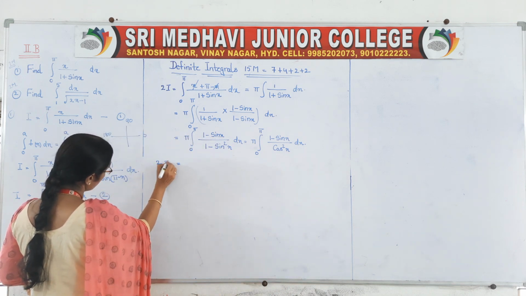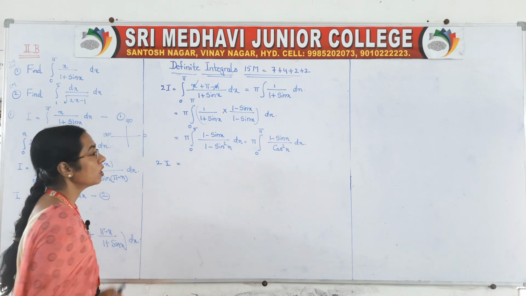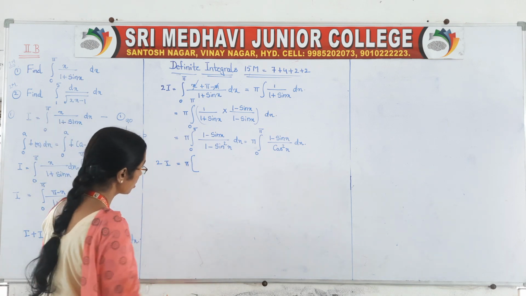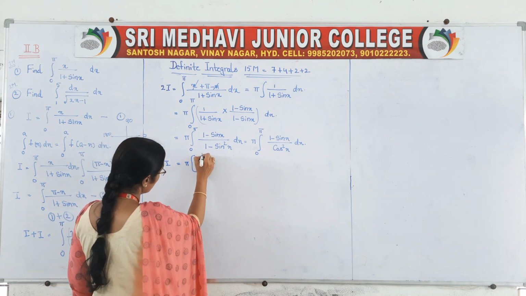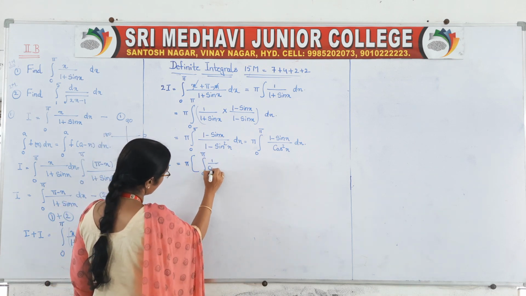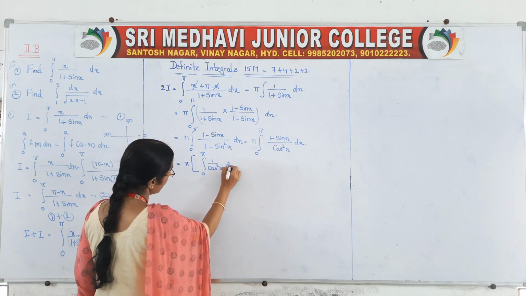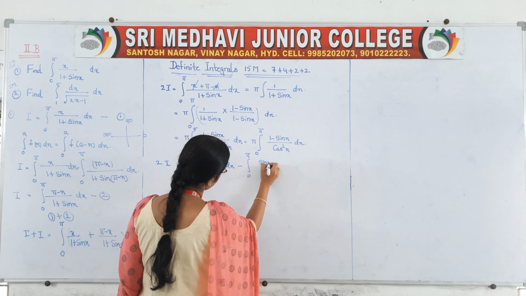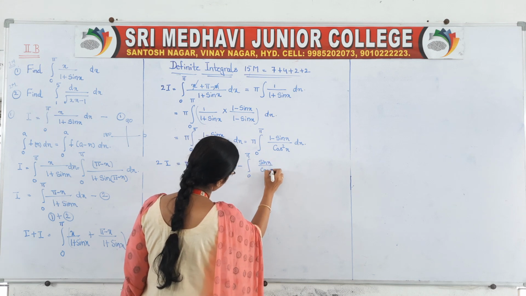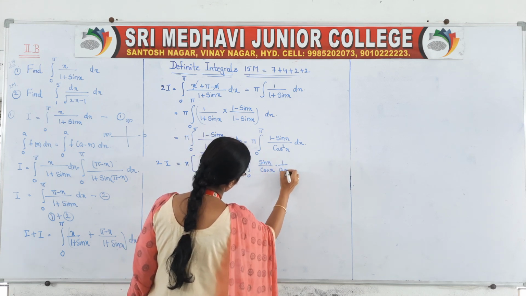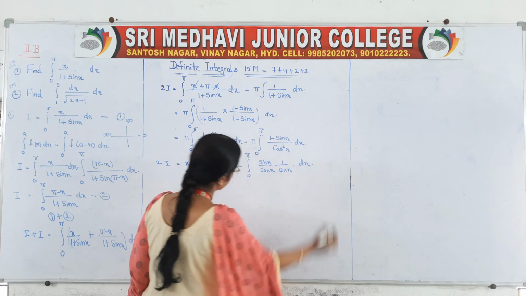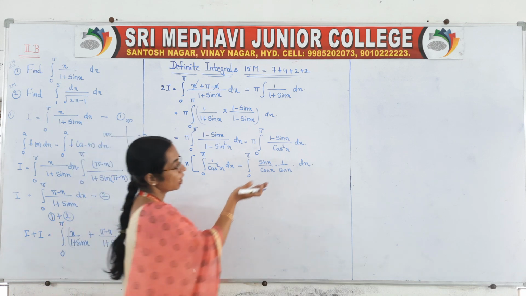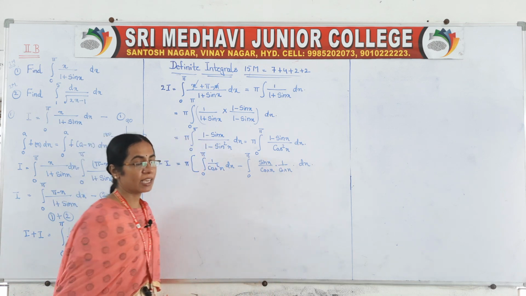So now take the values separately. This is 2i only, right? 2i is equal to, we got this one. So pi times, take the values separately: integral 0 to pi 1 by cos square x dx minus 0 to pi sin x by cos x into 1 by cos x dx, isn't it? Actually sin x by cos square x is there. To get into formula form, we have taken it like this.